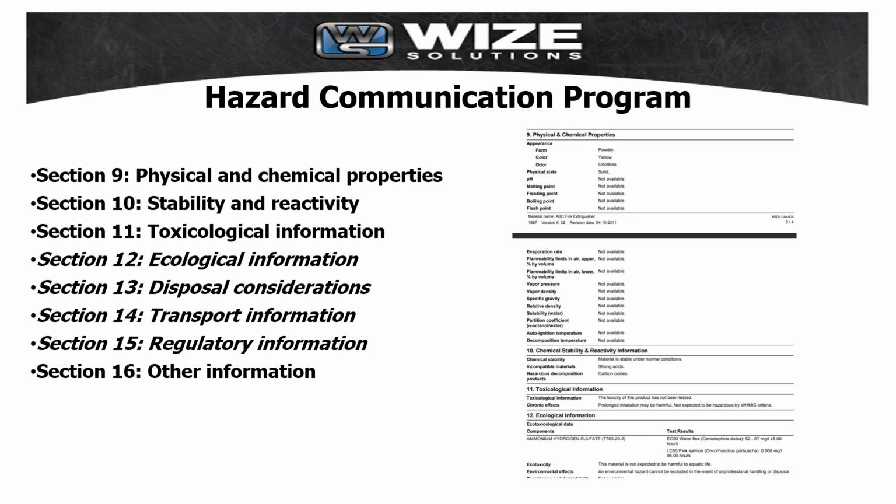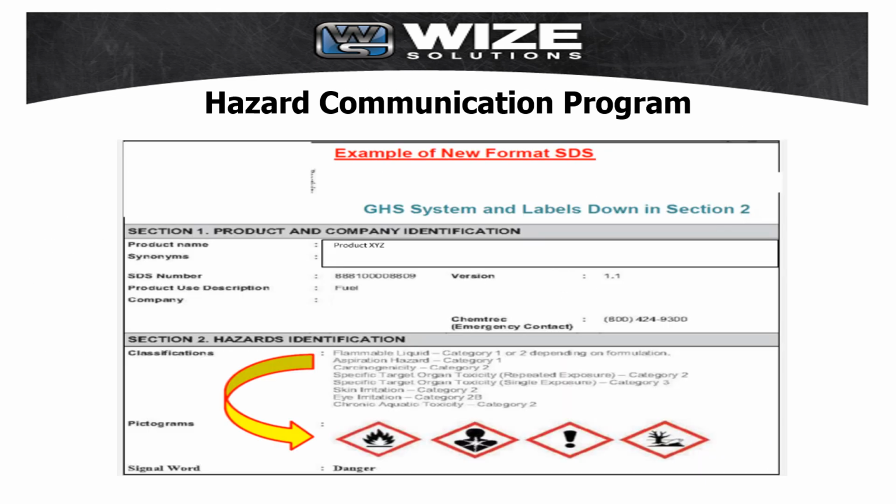Section 16, Other Information, indicates when the SDS was prepared or revised, may state where changes have been made to previous versions, and other useful information. The key for employees to be educated on the potential hazards of the chemicals they are working with is to memorize the pictographs and what they mean. That gives a snapshot.